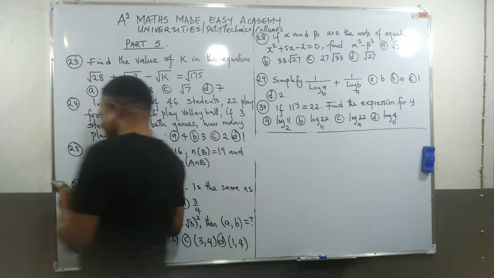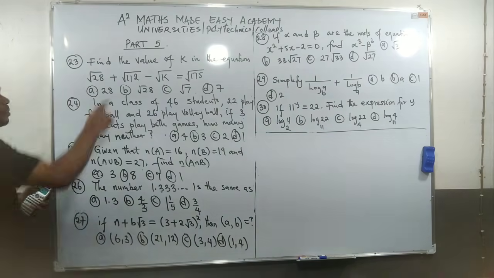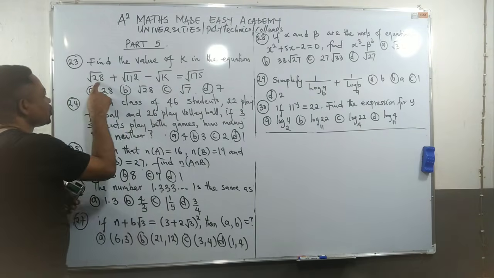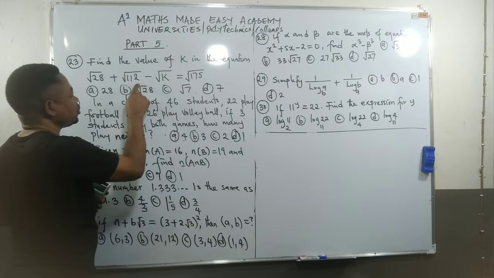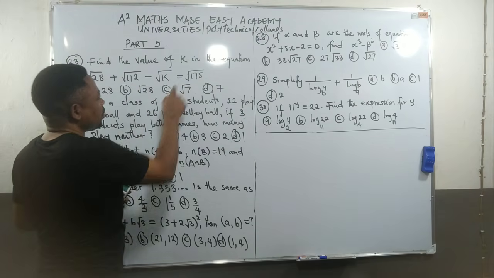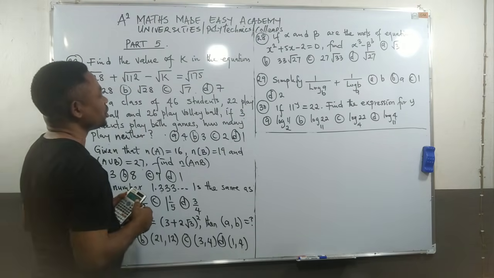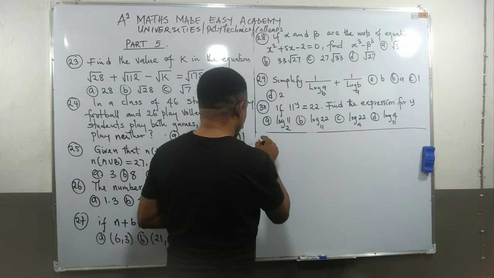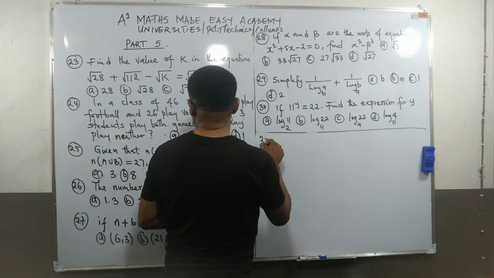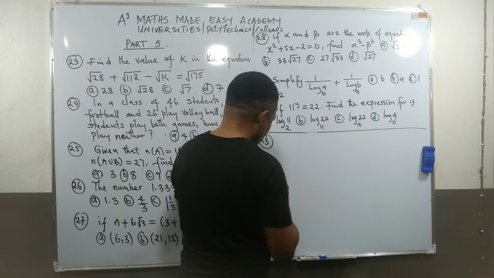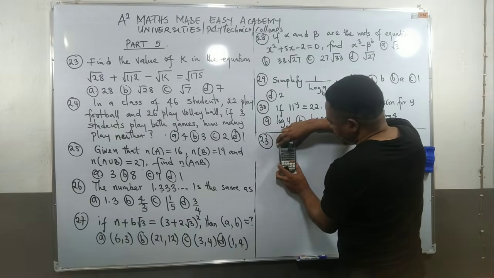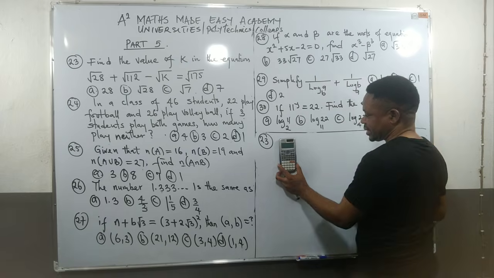Now look at this question. Question number 23, part 5. Find the value of k in the equation root 28 plus root 112 minus root k equal to root 175. Do you know that this particular question we can also approach using what we call the calculator method? Wherever you are, just monitor this. Look up and listen to me, you will understand it better.